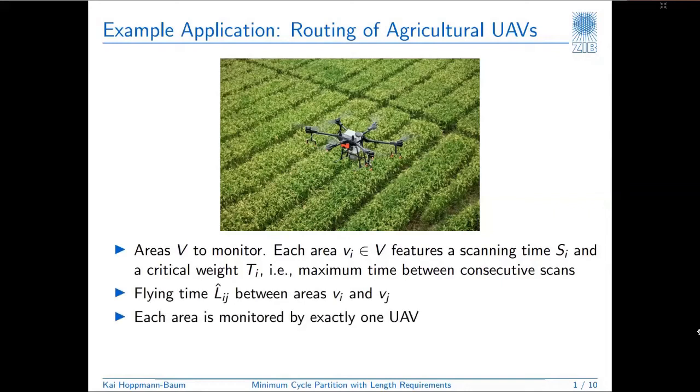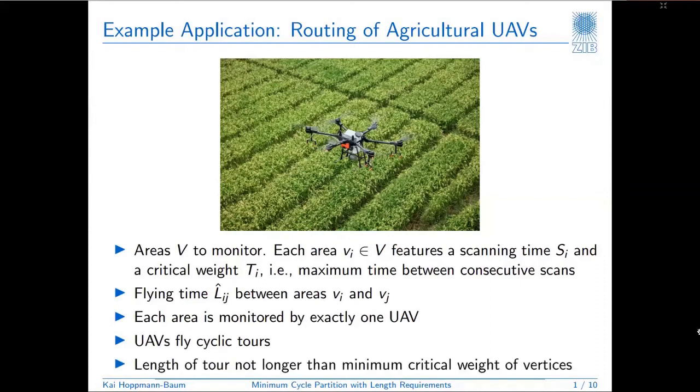So here come now the restrictions. We want that each area is monitored by exactly 1 UAV, so only 1 UAV is assigned to each area. We want that the UAVs fly cyclic tours, that means that they start their tour, visit their assigned areas once, and end their tour at the point of origin. And as I said with the critical weight, the length of the tour is not allowed to be longer than the minimum critical weight of its vertices. So imagine there's a field where you have a critical weight of, let's say, 30 minutes, then the whole tour that the UAV needs to go to the fields and scan them that are assigned to it is not allowed to be longer than these 30 minutes.